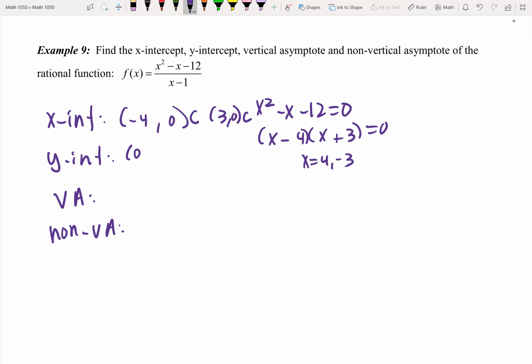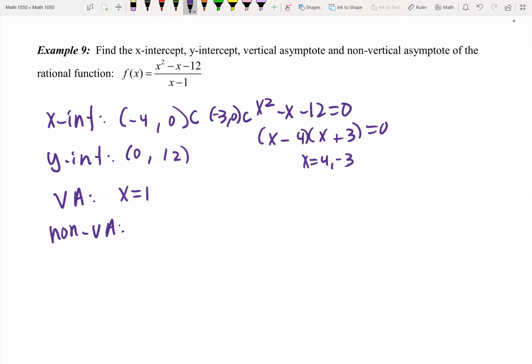To find the y-intercept, you let x be 0. Goes away, goes away, goes away. -12 over -1 is positive 12. Yeah, that's a -3. Vertical asymptotes. Where do vertical asymptotes come from? Tell me. Bottom. The bottom. So that's x equals 1.